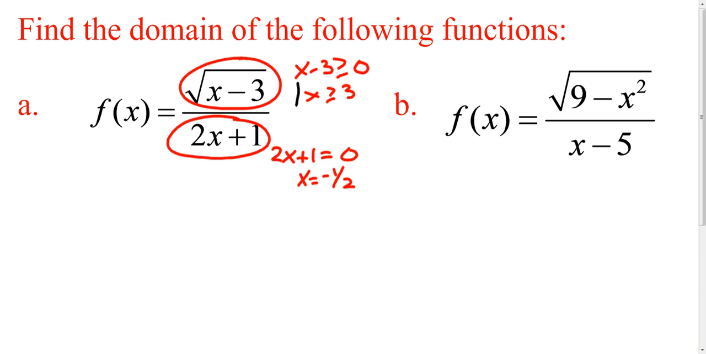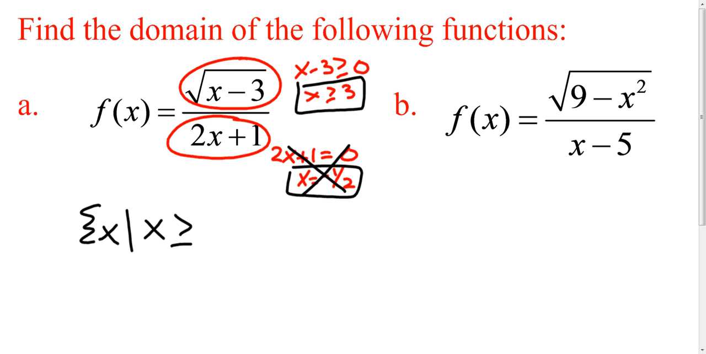Now, here's the deal. Up here, I'm already restricted to numbers that are greater than 3. -1/2 down here is not greater than 3. So because I'm already restricted to numbers that are greater than 3, quite honestly, this doesn't even matter. Okay, I have to have numbers that are greater than 3. And sometimes you might have to put a number that you would skip in there. In this case, I don't. So in this case, my domain would be set of all x such that x is greater than or equal to 3. Or if you do it in interval notation, 3 to positive infinity.